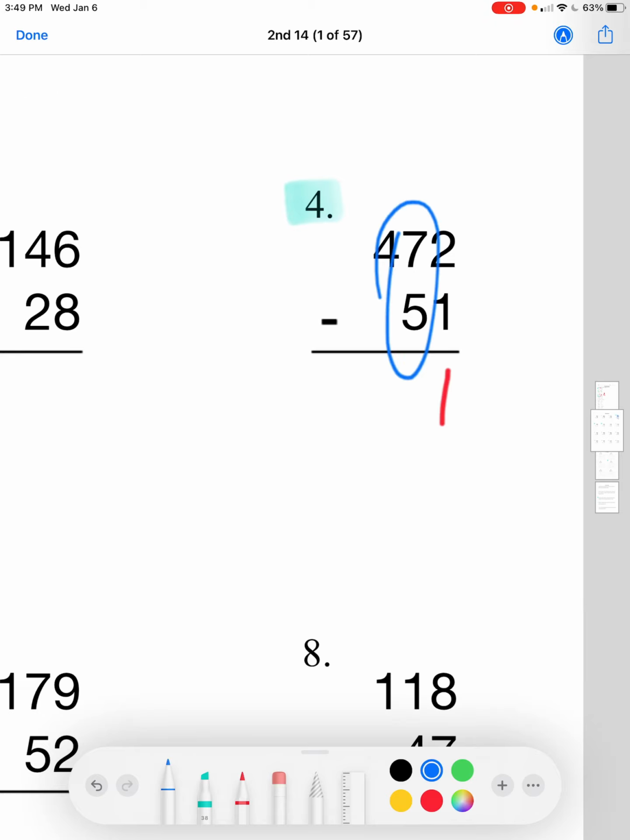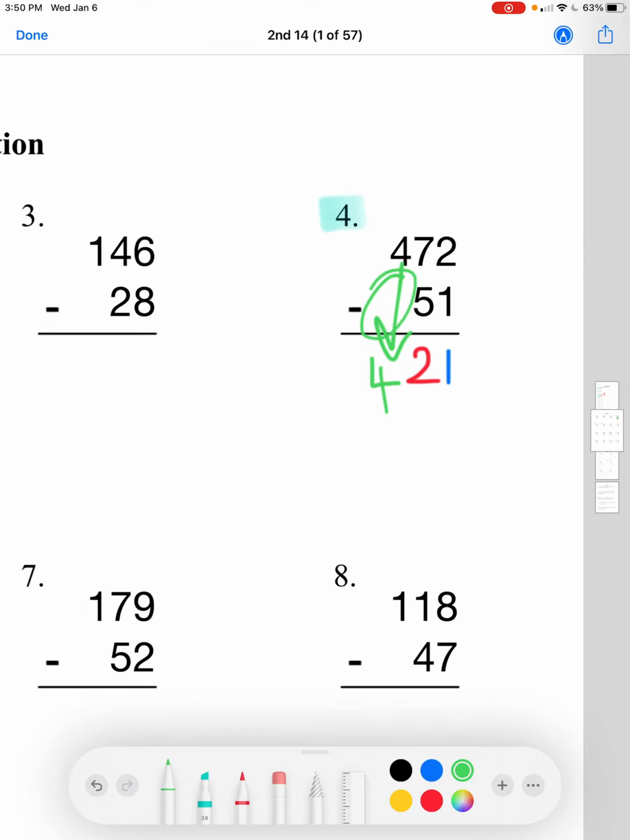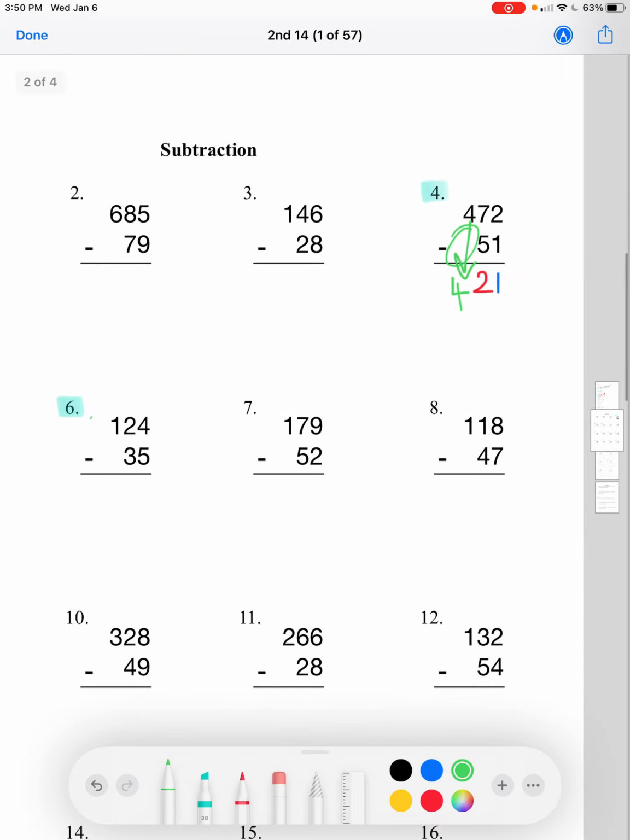And then in the tens place, we have 7 minus 5, which equals 2. And then we have a 4. There's nothing under it, so we'll just bring the 4 down. So 472 minus 51 is 421.